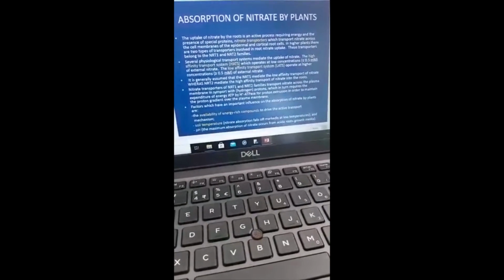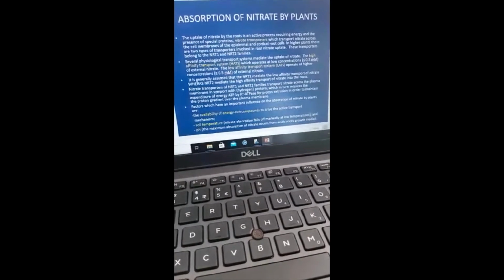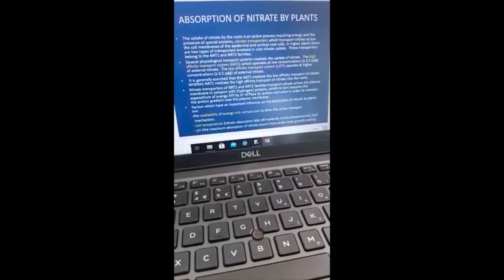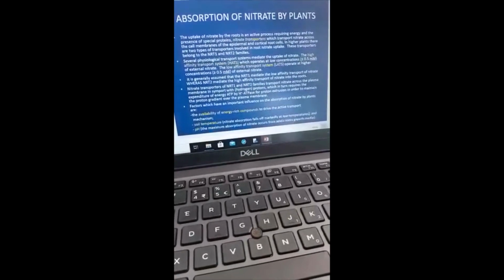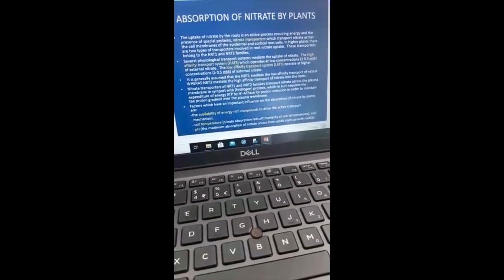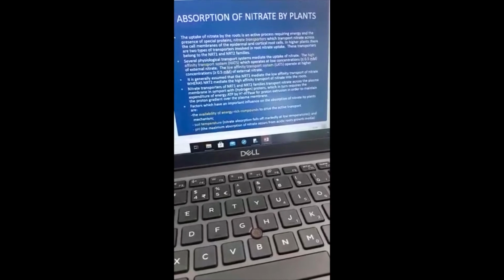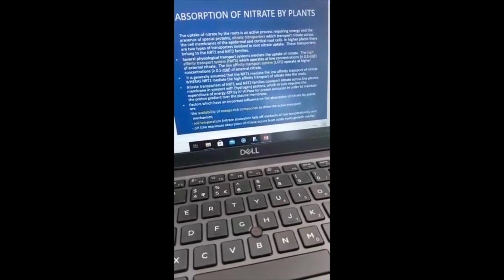And you have got two types: those that operate when there is a high concentration of nitrate in the soil, and those that operate when there's a low concentration of nitrate in the soil. You can go through the slide, and the last part of this slide deals with some of the factors that can influence the absorption of nitrate. Things like the availability of energy-rich compounds, the temperature of the soil, and lastly the pH.